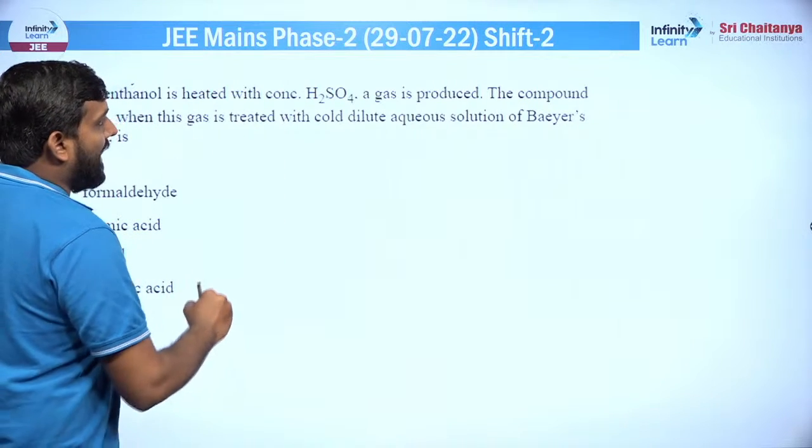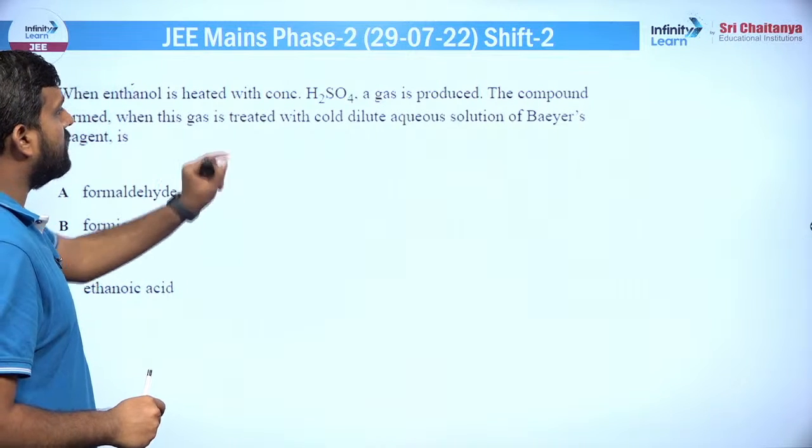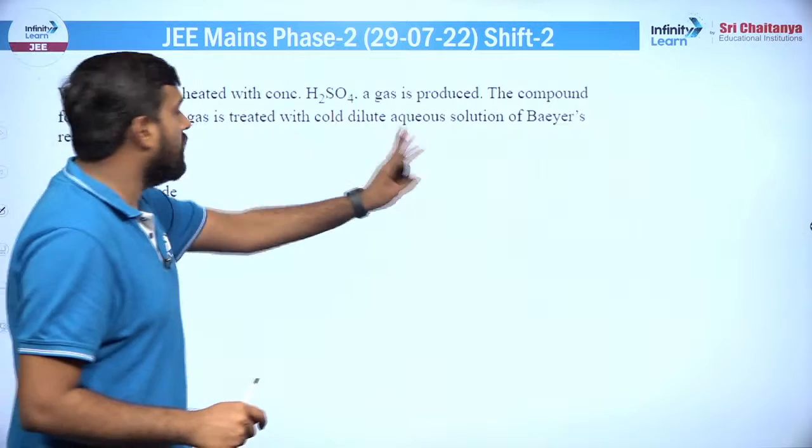Going to the next, when ethanol is heated with concentrated H2SO4, a gas is produced. The compound formed when this gas is treated with the cold dilute aqueous solution of Baeyer's reagent.